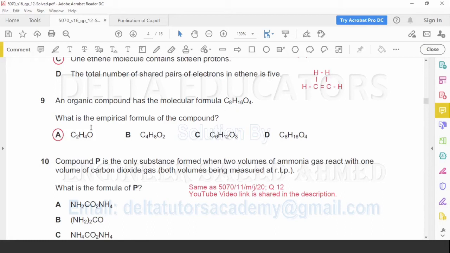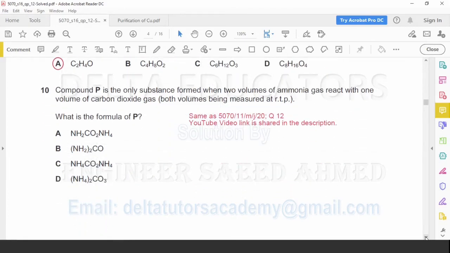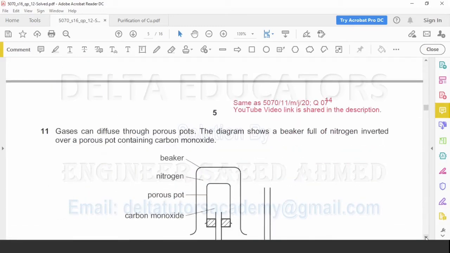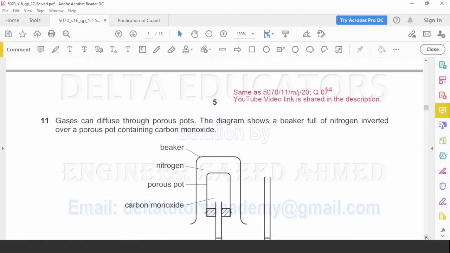C2H4O is given in option A. So the correct option is option A. Question number 10 is same as in paper 1 variant 1. 11 is also same in paper 1 variant 1. It is question number 14 in that paper.